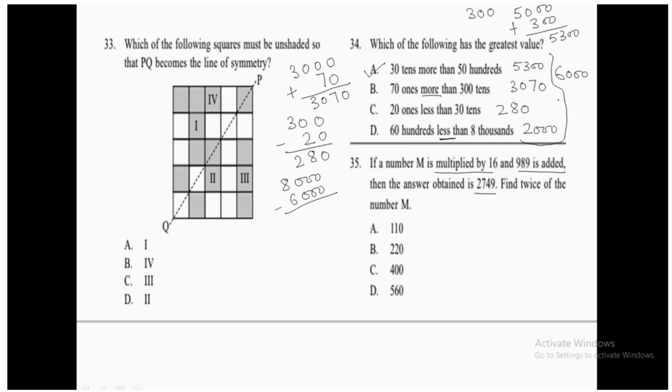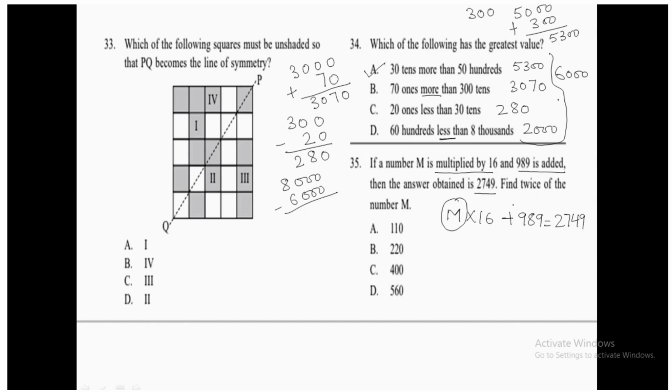So what they are saying, number m is there and we are multiplying m by 16. Then we are adding 989 to it, and what we are getting is 2749. Okay, we need to find this number m. So how are we going to find it? To find this number m, we will apply the transposing method over here. Again we are applying this method. So how are we going to apply it?